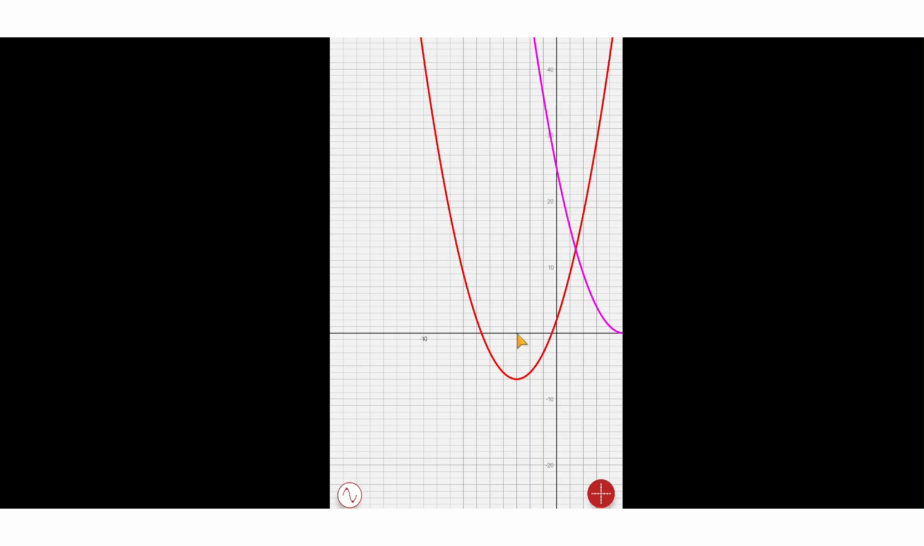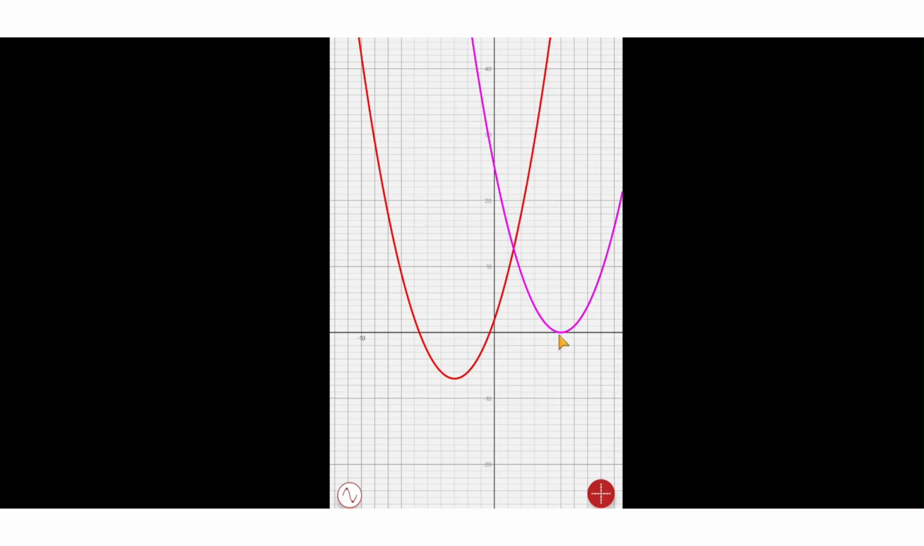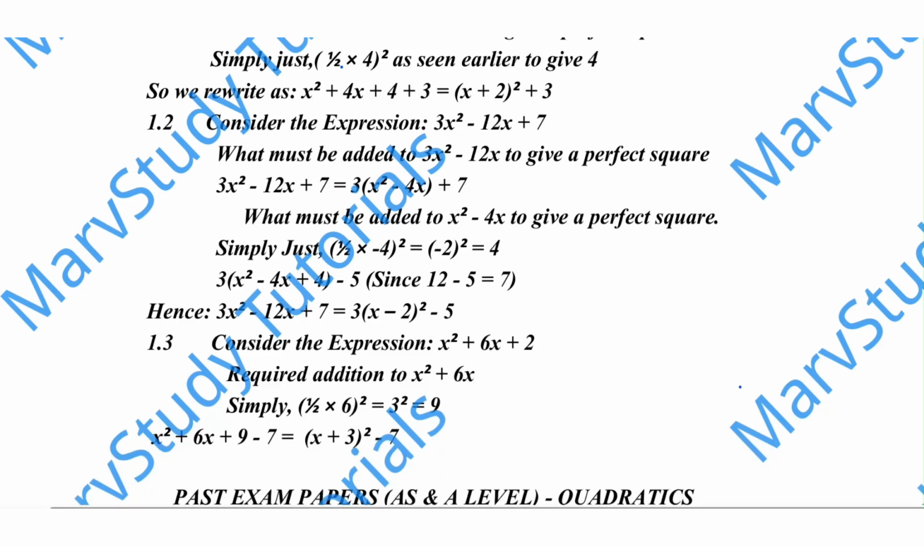Now look at it. Remember, we sketch graphs. This is a perfect square graph, but this is the curve that has been given to us, x squared plus 6x plus 2. And when we expressed it in completed square form, what did we have? x plus 3 squared minus 7. That means it's not a perfect square, but it has been expressed in terms of a perfect square.